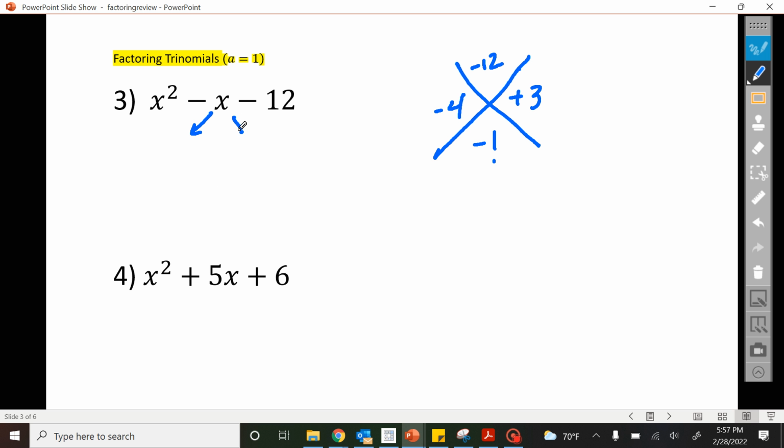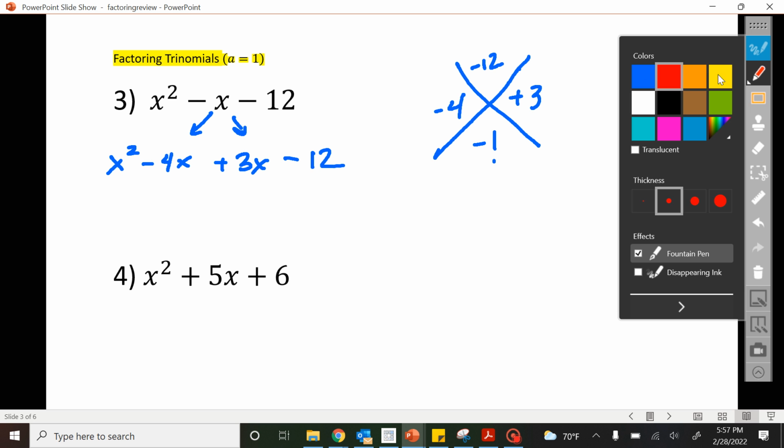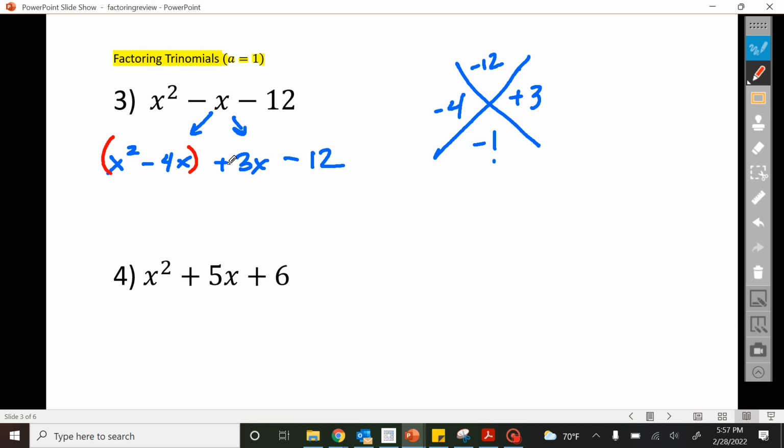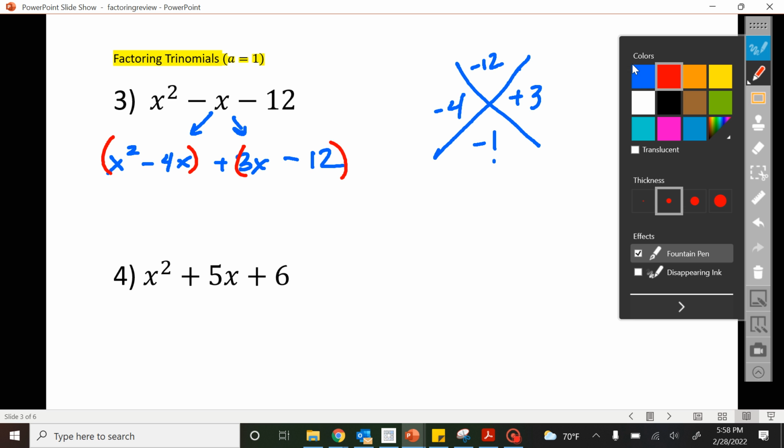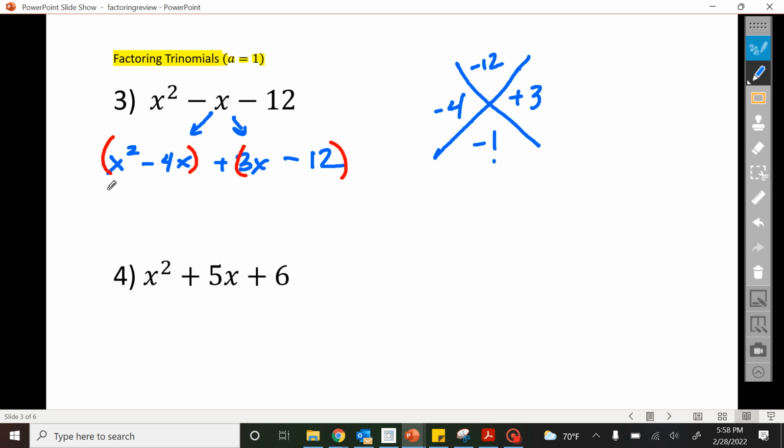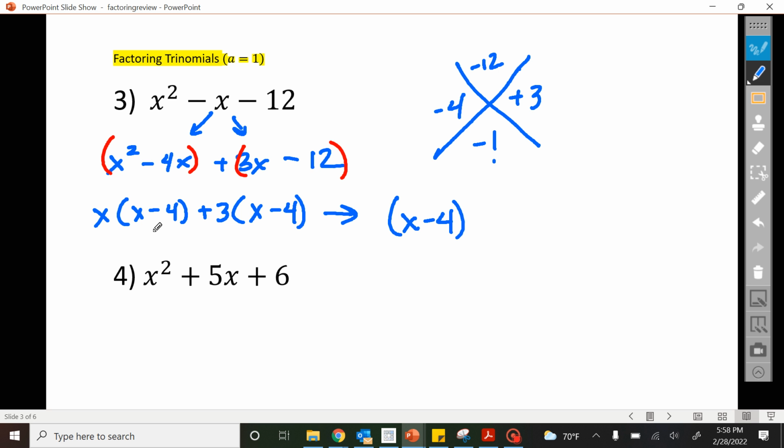Now what this allows me to do is to split this middle term. So the rest stays the same, x squared, except now the negative x becomes negative 4x, positive 3x, and then the rest of the problem stays the same. So I can now group together the first two and group together the second two and factor out the GCF for each of these. So for the first group, I can factor out an x, leaving x minus 4. For the second group, I can factor out a 3, leaving x minus 4. So that tells me that one of my factors is x minus 4, this thing that shows up twice, and the other factor is the GCFs, x and positive 3.